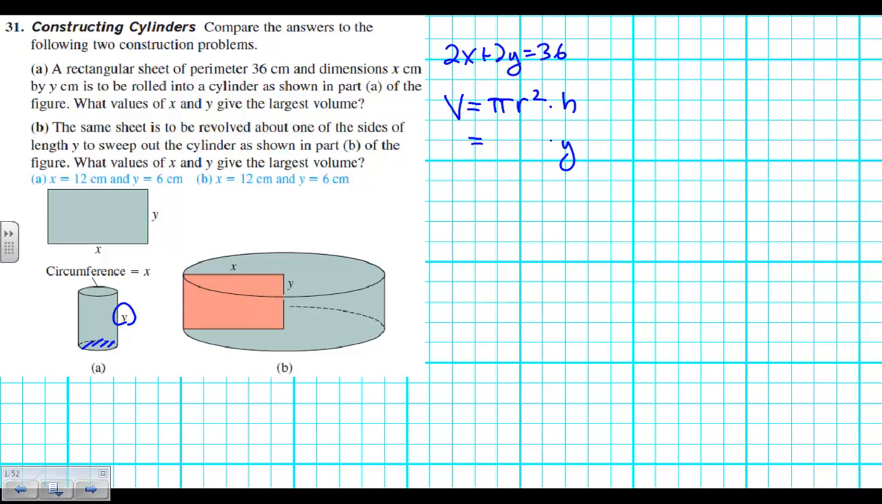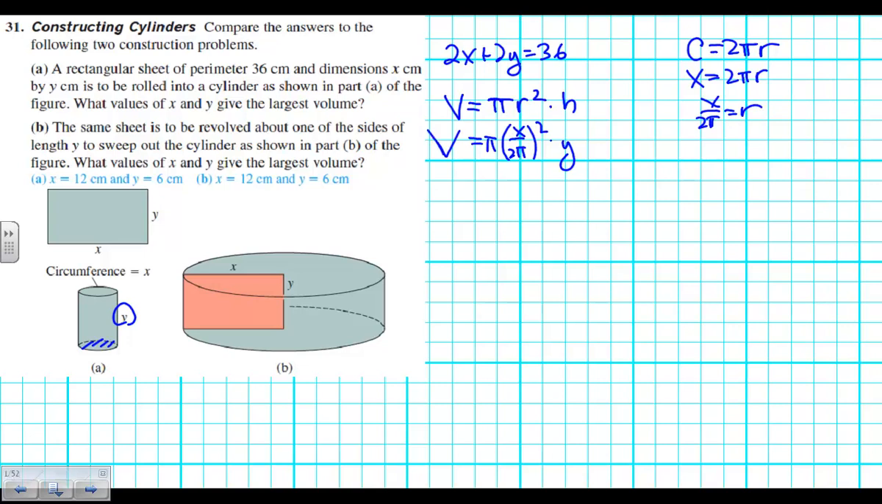So let's do a little thing. Circumference is x, and circumference is 2 pi r. So circumference is x, and if we solve for r, we get r is x over 2 pi. So we're going to get volume is equal to pi times x over 2 pi, quantity squared, times y. And that's volume.